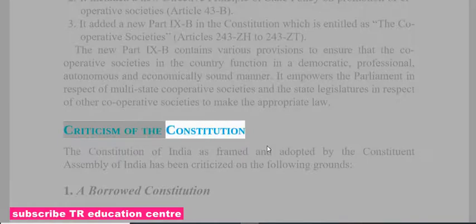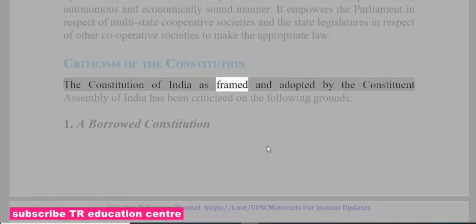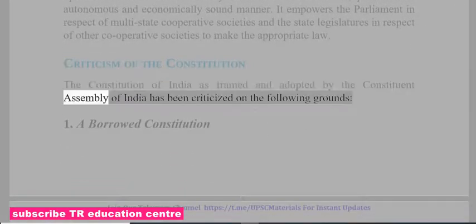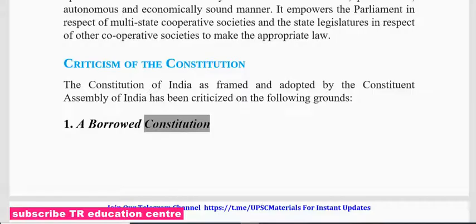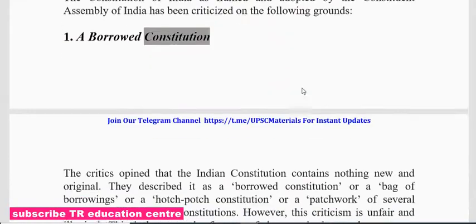Criticism of the Constitution. The Constitution of India as framed and adopted by the Constituent Assembly of India has been criticized on the following grounds. 1. A borrowed constitution.